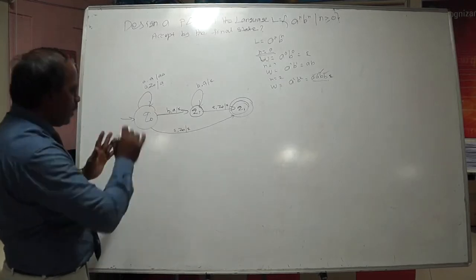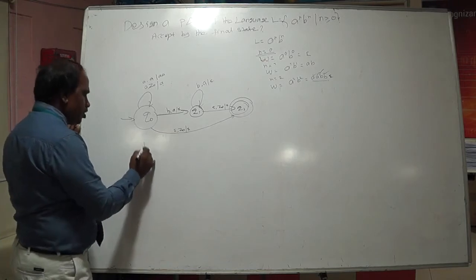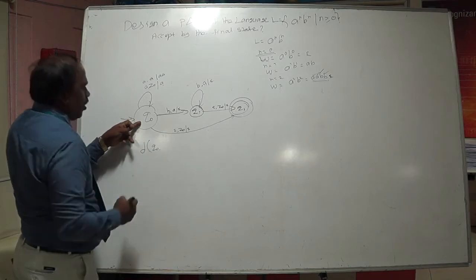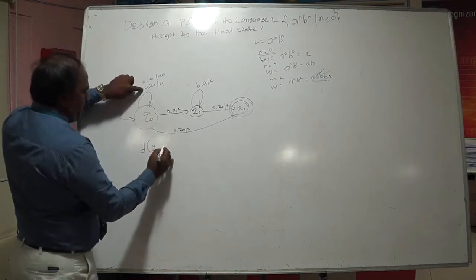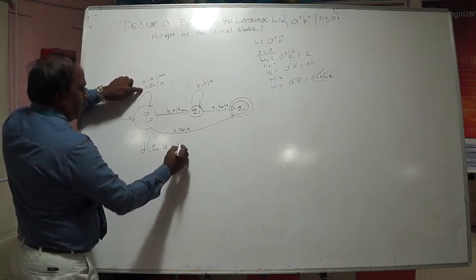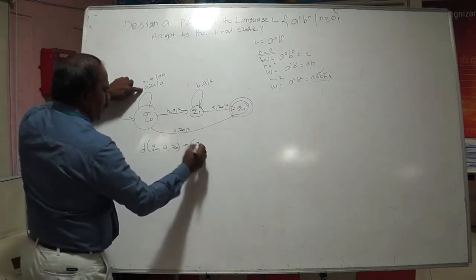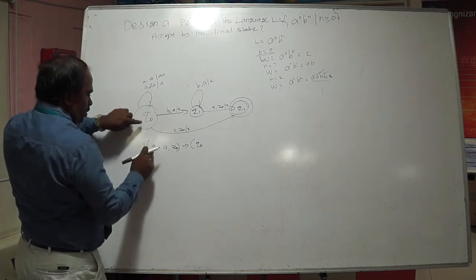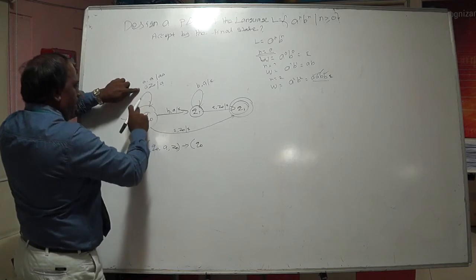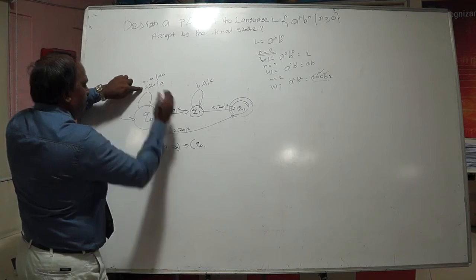So now, what is the transition function for this PDA? The first one: delta, Q0 is the starting state. We are giving input symbol A, stack symbol is Z0. If input symbol is A and stack symbol is Z0, it reaches the same state, so the next state is Q0. What is there means the stack will be added with A.